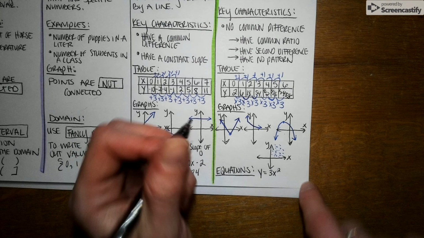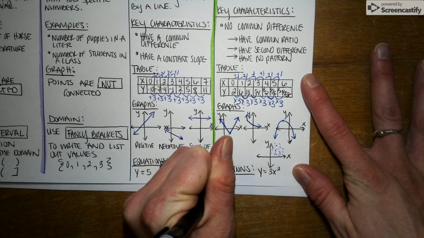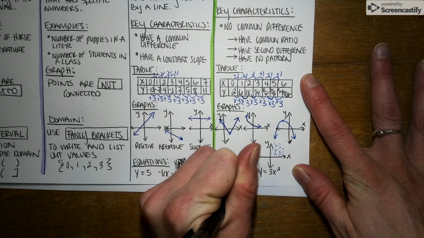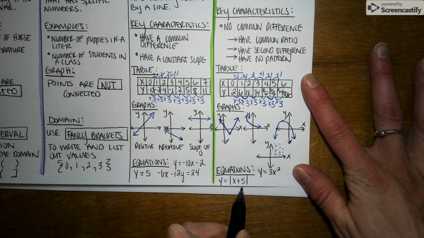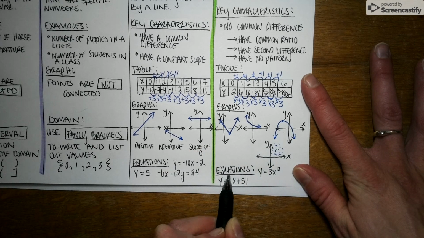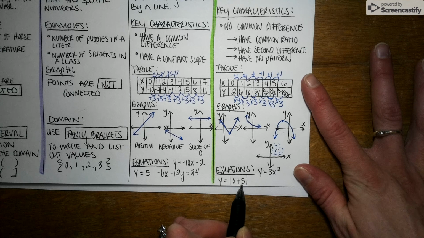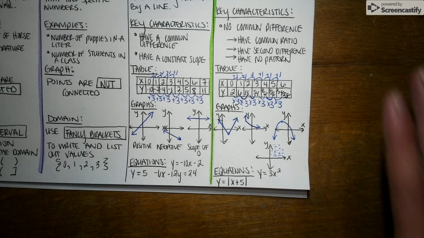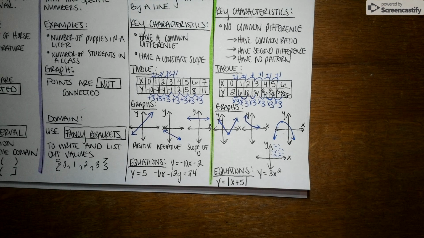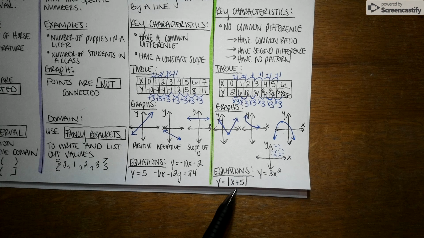Another example of an equation is if I have the absolute value sign in my equation. So y equals the absolute value of x plus 5. That absolute value symbol affects the graph in that it will not cause a straight line. So because this absolute value symbol is there, this is a nonlinear function.